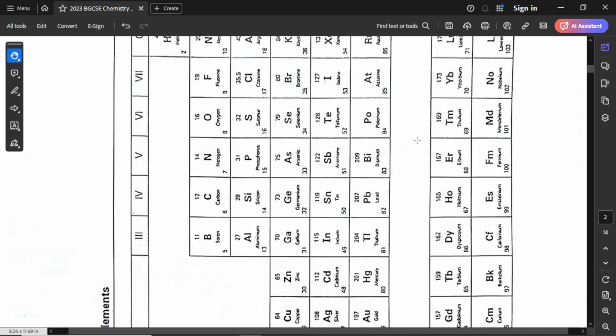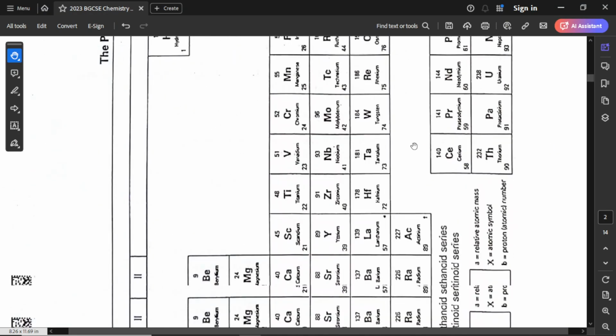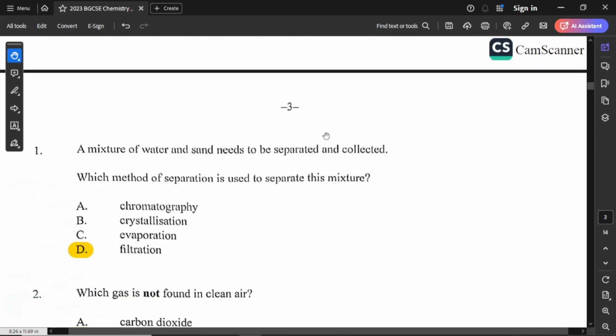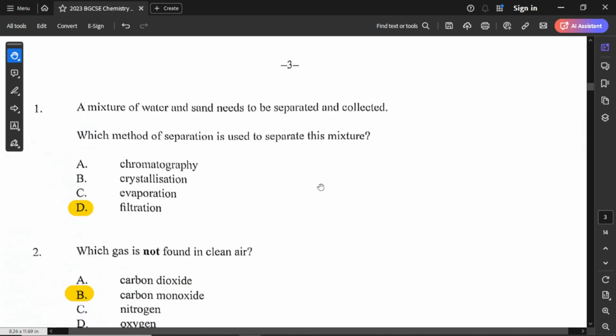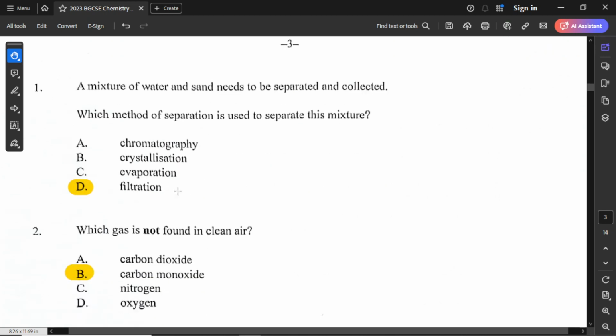All right, they provide you with a nice periodic table for chemistry. Let's jump into question number 1. Question number 1 reads that a mixture of water and sand needs to be separated and collected. Which method of separation is used to separate this mixture? And this is definitely filtration.